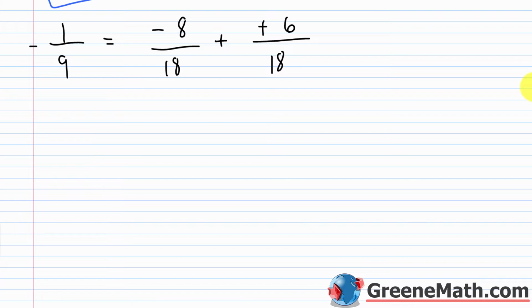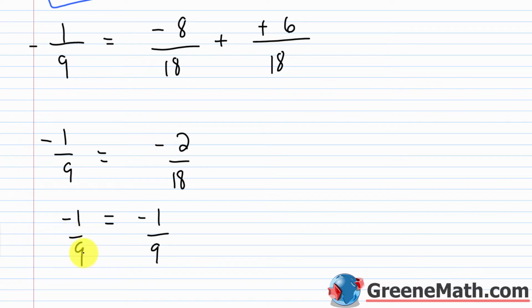Now we're just checking to see if the left and the right side are equal. So negative 8 plus 6 is going to give me negative 2. So this would be negative 2 over 18. So I get negative 1/9 is equal to negative 2 over 18. And this would be negative 1/9. If I simplify and divide numerator and denominator by 2, I would have negative 1 over 9 is equal to negative 1 over 9.